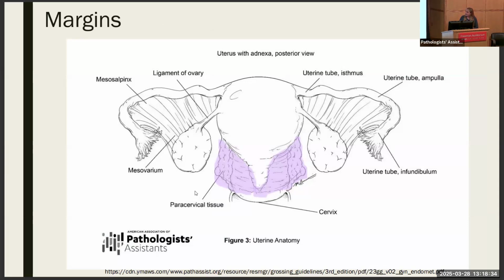I think this is a good time to go over the margins in a hysterectomy specimen. So according to the AAPA, the only true margin here is the paracervical tissue. So we have mucosa at the ectocervix, as well as serosa outlining the uterus and the fallopian tubes, and we have a germinal epithelium, which is an extension of the peritoneum on the ovaries. So this is really the only margin here.